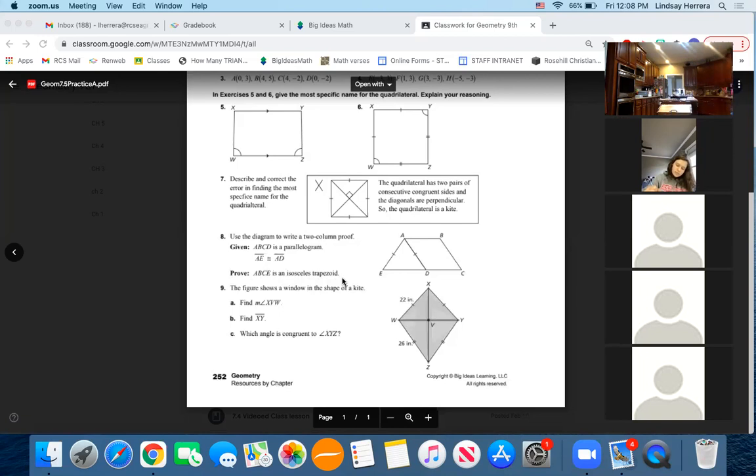And we can use any number of those theorems. Let's see. Which one should we use? Let's use the isosceles. Actually, nope. We're going to use the definition of isosceles trapezoid. We're not going to use a theorem. Definition of isosceles trapezoid.